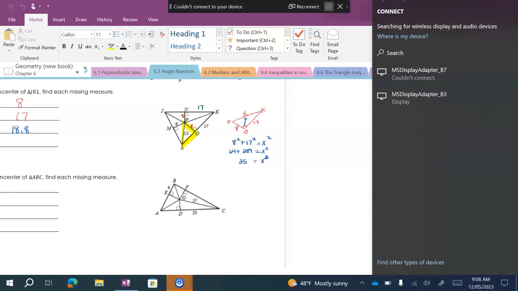No. So these are not in the middle this time. That's only if it's perpendicular bisectors or medians, which we haven't talked about yet. But when we're dealing with angle bisectors, this right here is not in the middle. So this side is not the same as that one. However, we can focus on this triangle right here. That's L, that's O, that's P, that's 8, that's 13, and we can find this one.